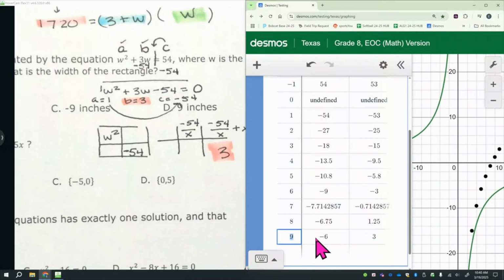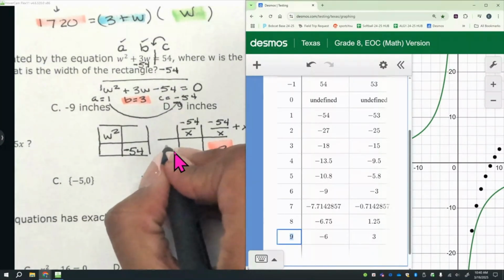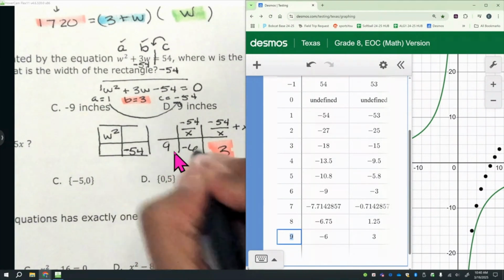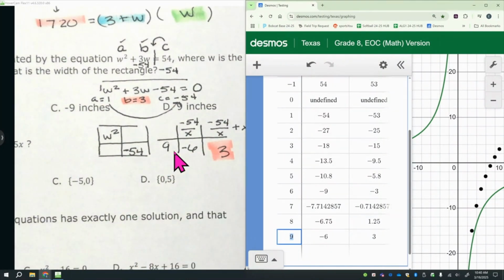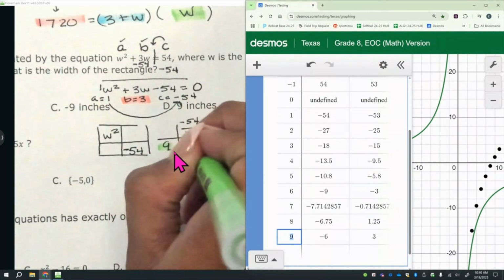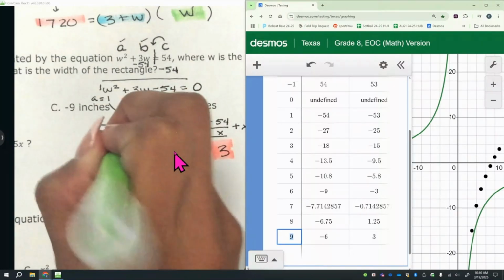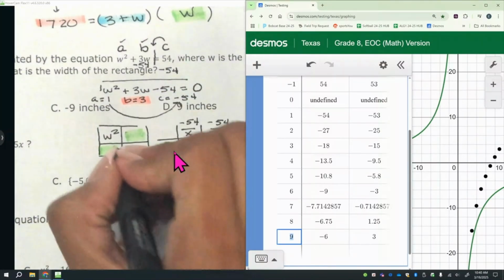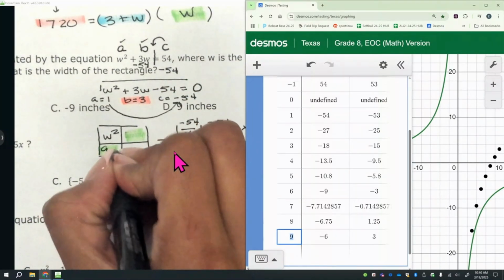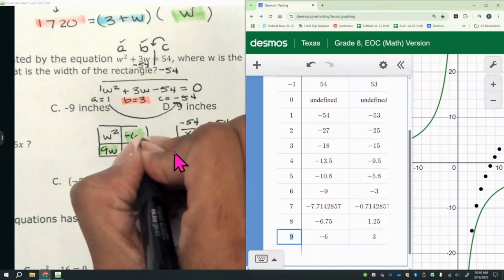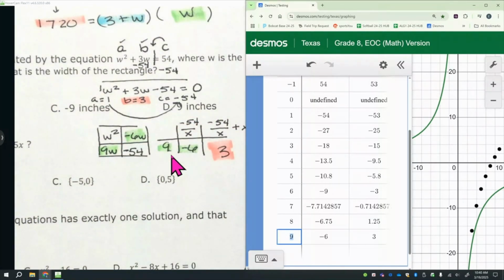So the two missing numbers are 9 and negative 6. That's going to go here in our blank spots. So these two numbers go in these missing boxes. So we have 9W and negative 6W.